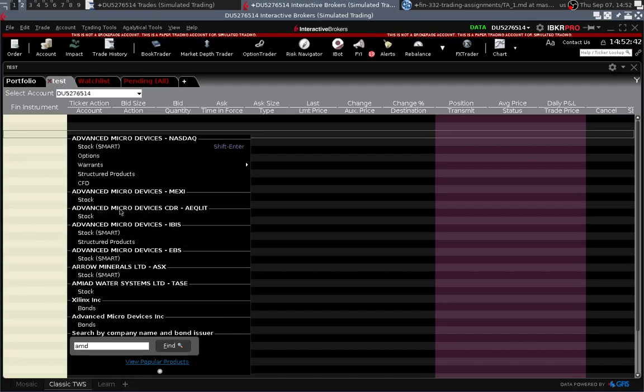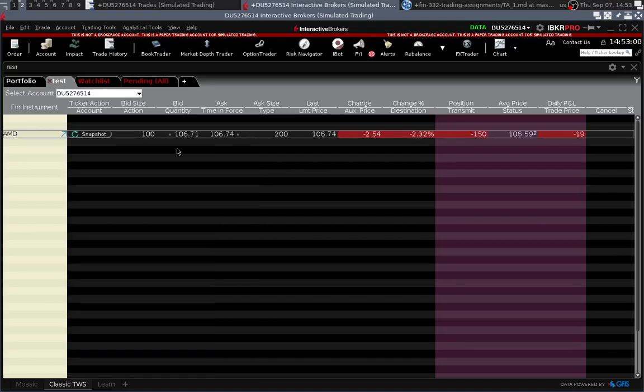a choice comes up, and a lot of students just tend to spam the enter key here and not read it, and that would be fine in this case because I happen to want what's up here at the top, Advanced Micro Devices listed on the NYSE, and I want their stock. I don't want their options or anything like that, so just hitting enter is fine.